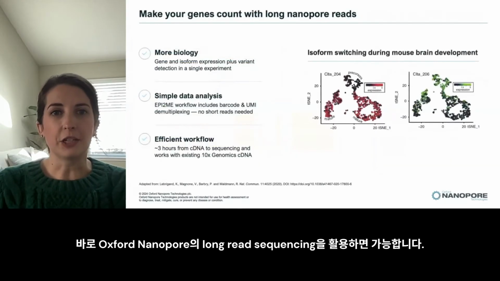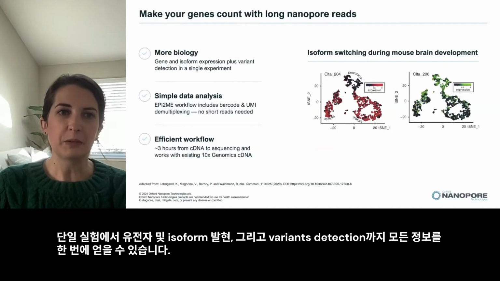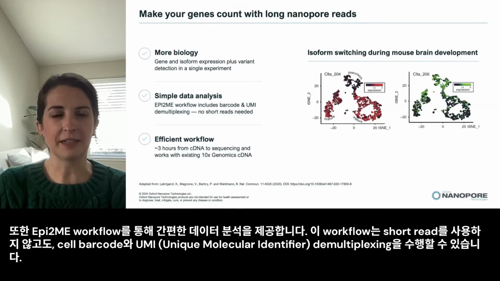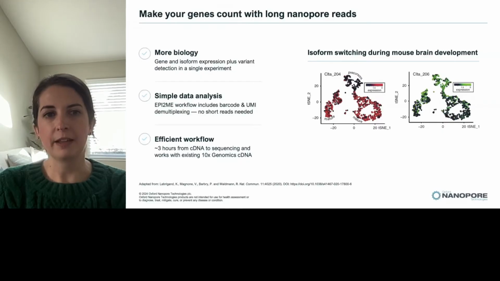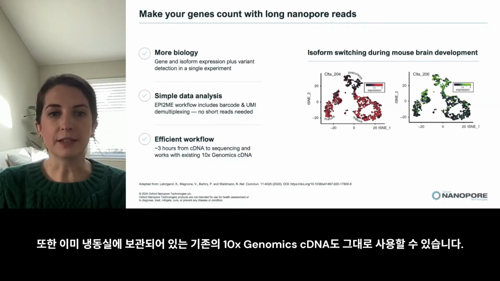You can go beyond gene counting with long nanopore reads. You can get more biology with gene and isoform expression plus variant detection in a single experiment. We also offer simple data analysis with our Epi2me workflow, which includes cell barcode and UMI demultiplexing without the aid of short reads. We also have a very efficient workflow. You can go from cDNA to sequencing-ready library in about 3 hours, and you can also use existing 10x Genomics cDNA that is probably in your freezer right now.